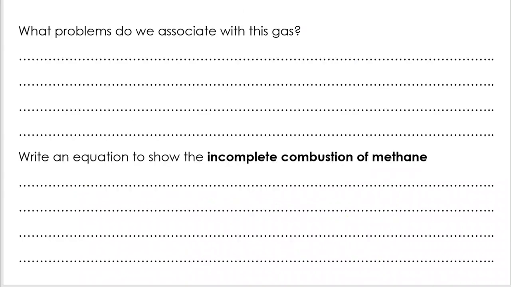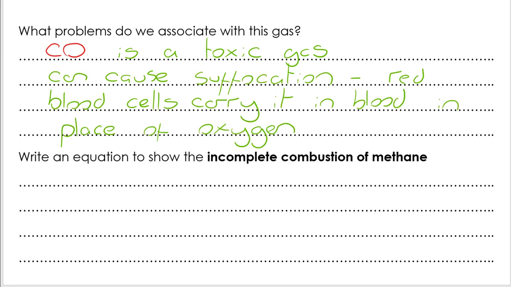Couple more questions to think about here. And the problems we associate with carbon monoxide, it's a toxic gas. It can cause suffocation. What it actually does is bind in your red blood cells in place of oxygen. It stops oxygen getting to the cells in the body. So what's the equation going to look like? We're going to do one example here. Have a go.